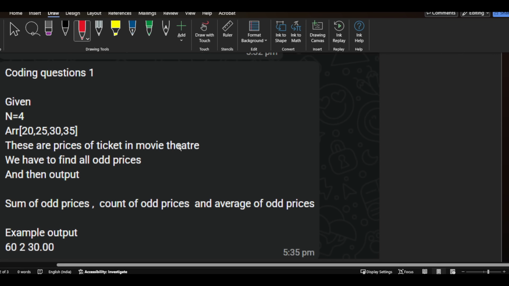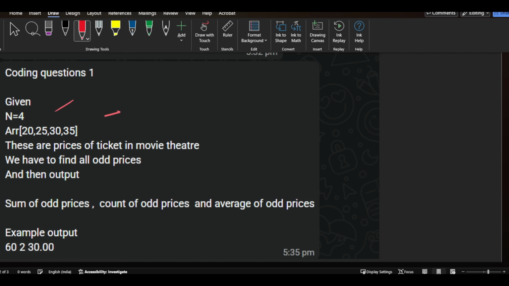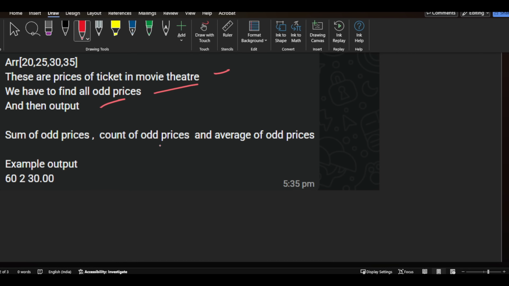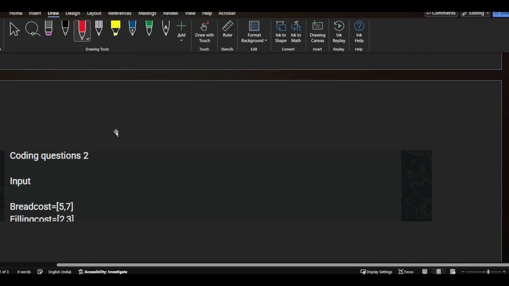Coding question one: given n equals 4 arrays like this, these are the prices of the tickets in the movie theater. We had to find out all odd prices and then output the sum of odd prices, count of odd prices, and average of odd prices. Example output like this. So this was the first coding question.